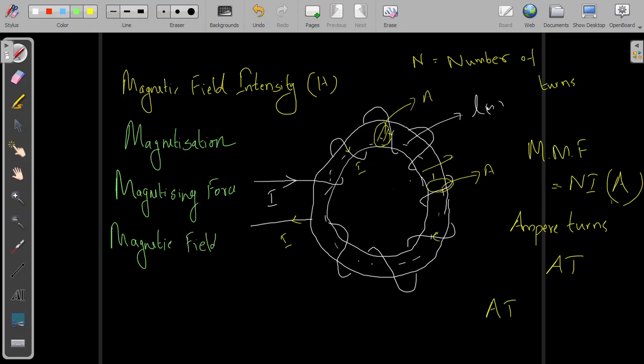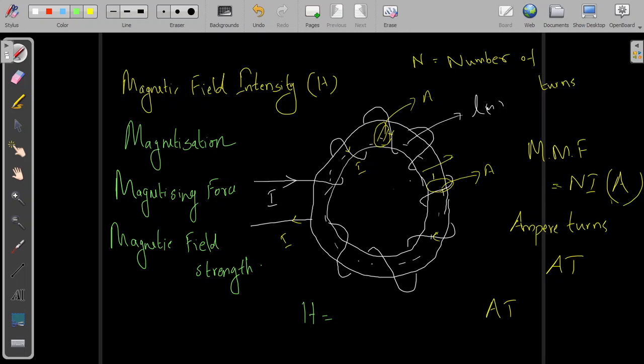Magnetic field strength. These are the various names given to the magnetic field intensity H. H is defined as the magnetomotive force divided by its length. That means it is defined as the magnetomotive force per unit length.